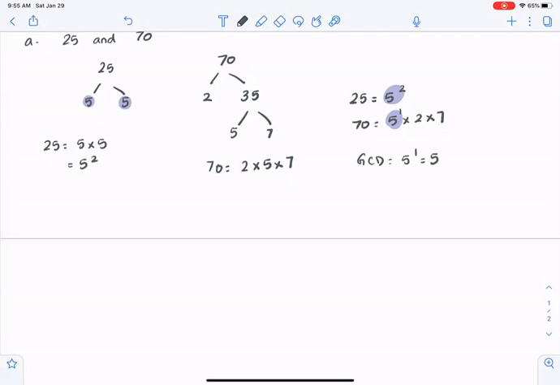You can always verify the answer. Now you take 5 and divide 25. It will be divisible. Divide 70. 70 will be divisible.